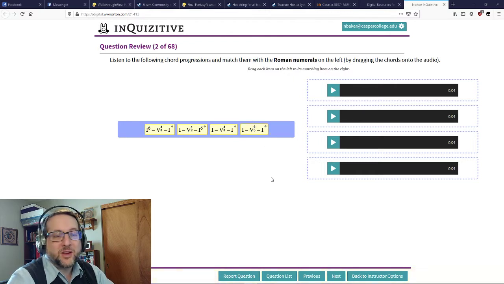Really, if I'd coded InQuizitive, if I'd been the one who wrote it, I would have used figured bass, and I would have just, forget Roman numerals. Since you have Roman numerals here, you're going to have to do that translation. Look at the Roman numeral, figure out what the bass note should be for it. It makes your life so much easier. Because now we can play it, and we can listen. Where's my bass?